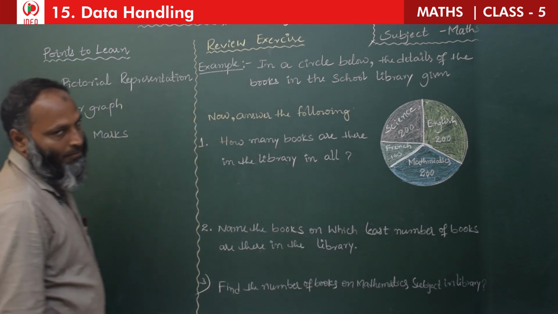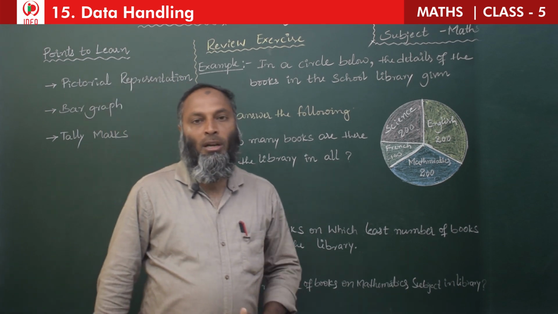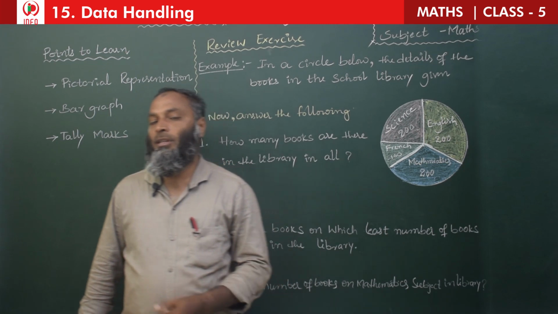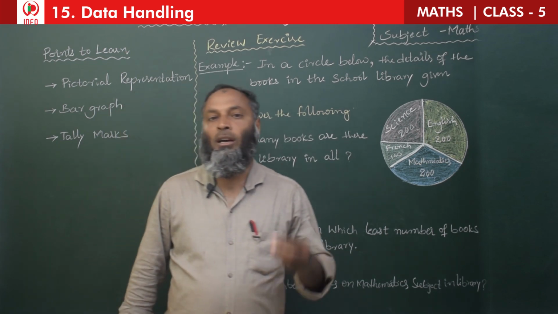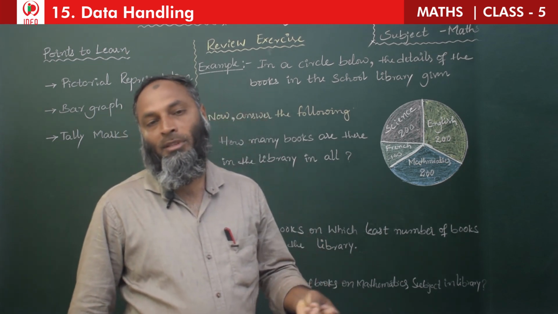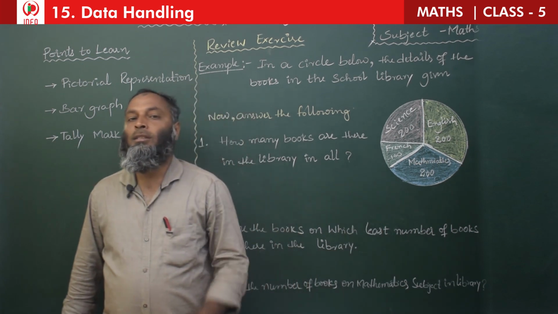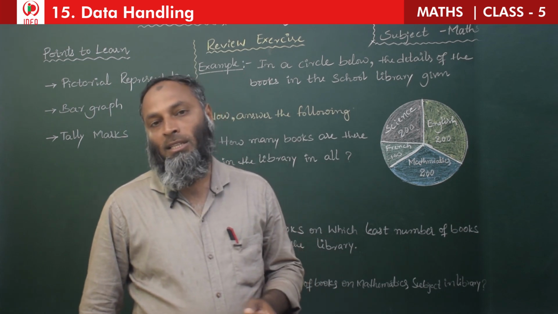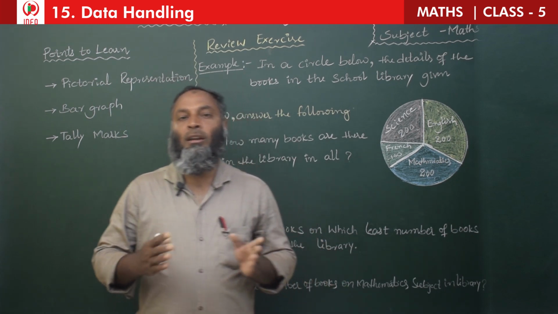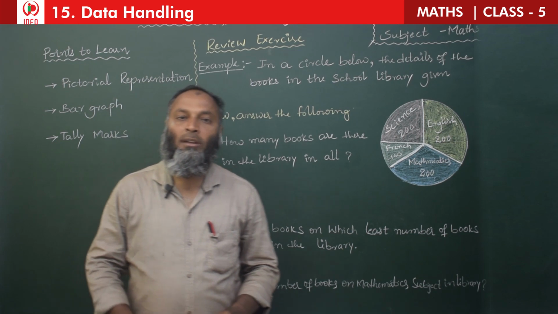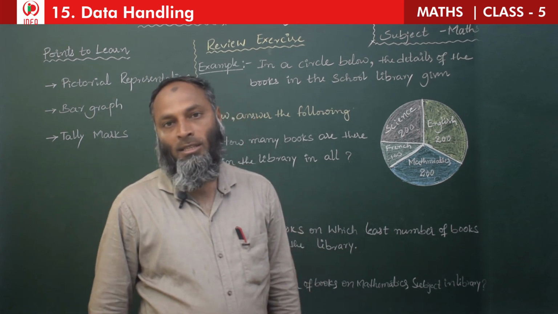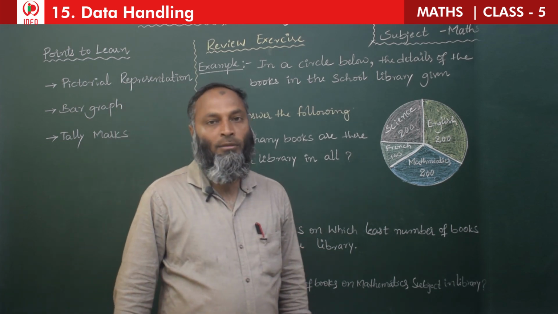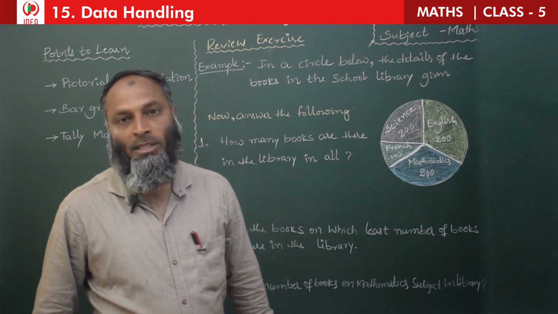The next one is bar graph. Using a bar graph we can represent information. What is a bar graph? What is actually there in a bar graph? A bar graph consists of rectangles. Using rectangles we can represent data. That comes under bar graph, and that we are going to discuss in this class.